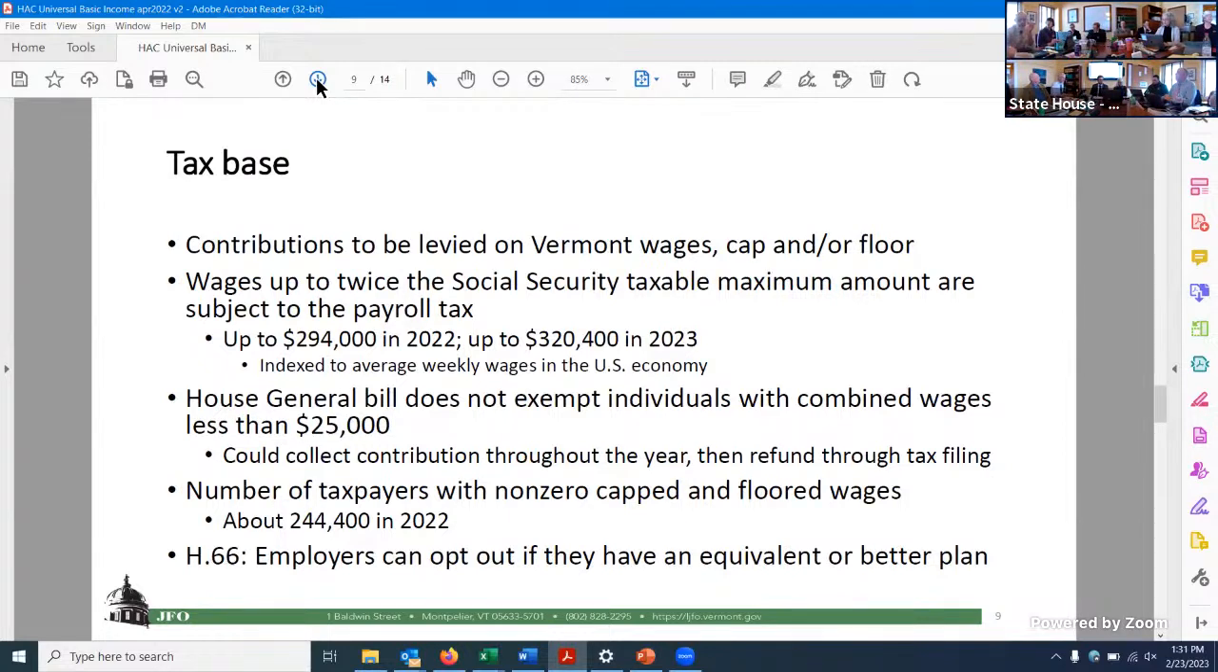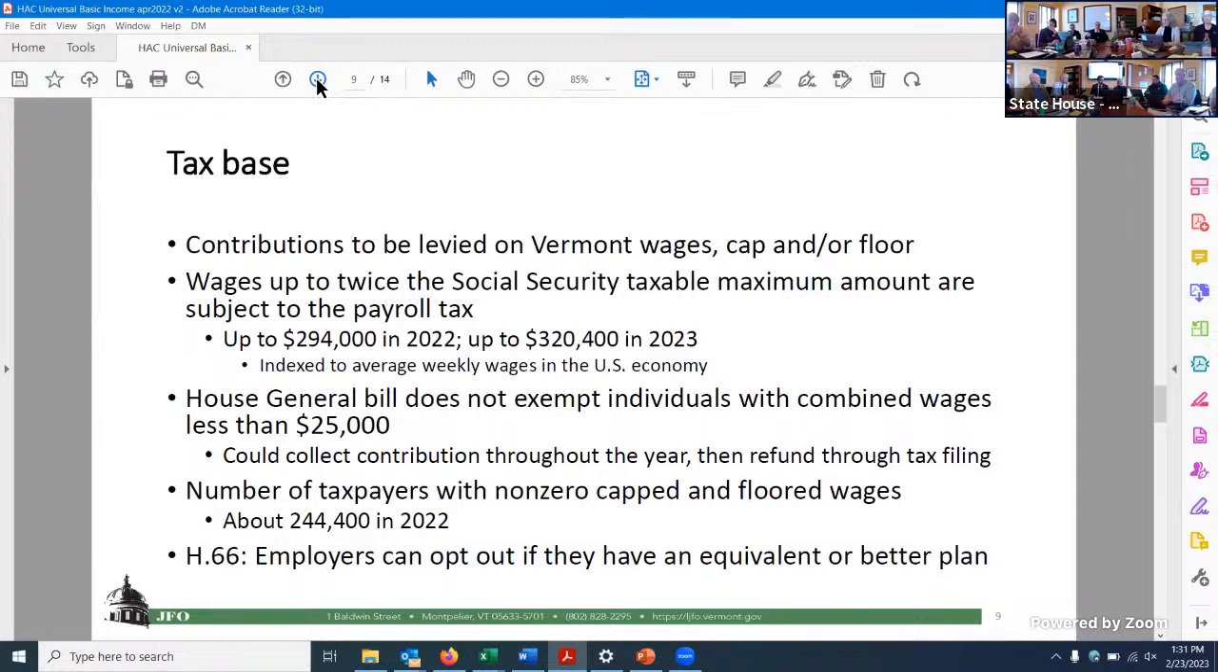In H66, we have in its current form wages going up to 2 times the social security maximum are subject to this payroll tax. So everything below that is, so in 2022, that figure would be 294,000. In 23, the IRS says it's going up to about 320,000. So if you're making $320,000 in income, that full amount is going to be subject to the payroll tax. Anything above that would not be subject.